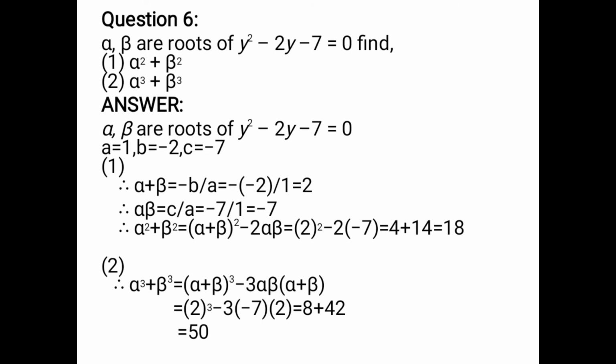Alpha square plus beta square is equal to (alpha plus beta) square minus 2 alpha beta is equal to 2 square minus 2 into bracket minus 7 is equal to 4 plus 14 is equal to 18. Then next, alpha cube plus beta cube is equal to (alpha plus beta) cube minus 3 alpha beta into (alpha plus beta). Substituting these values, 2 cube minus 3 into bracket minus 7 into 2 is equal to 8 plus 42 is 50.